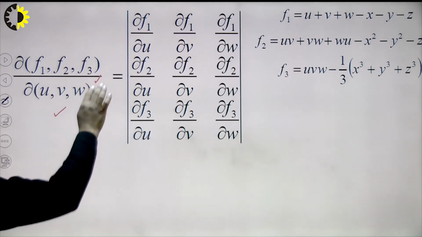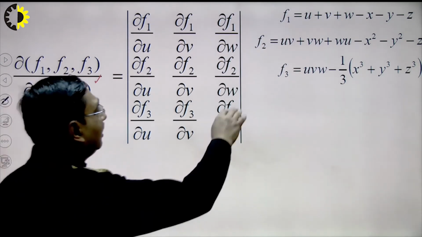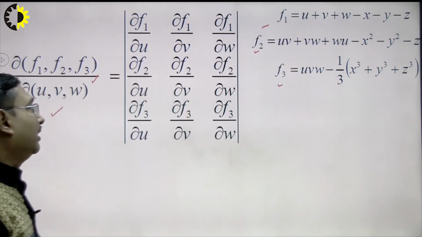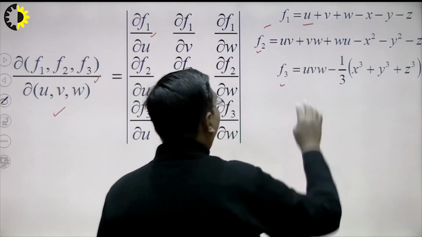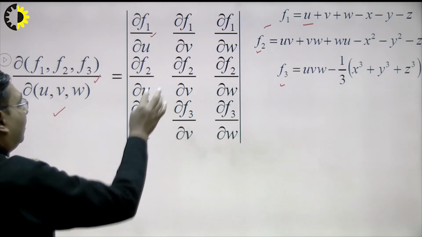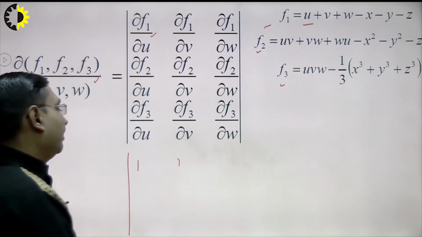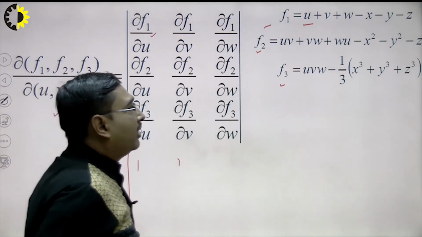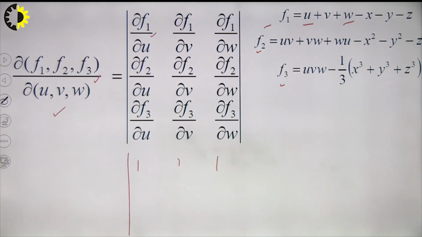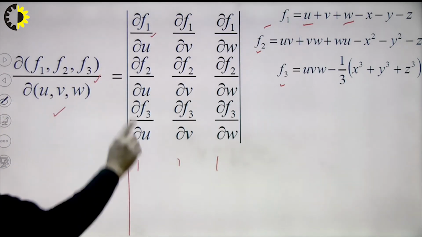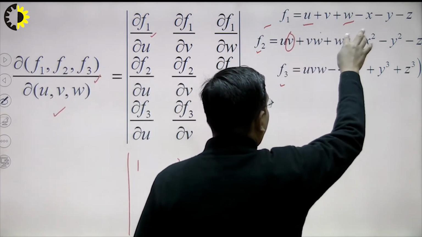Another Jacobian is del f1 f2 f3 upon del u v w. f1, f2, f3 are written here. Del f1 over del u calculated from here will give 1. Del f1 over del v from here will again give 1. Del f1 over del w calculated from here will again give 1. Similarly, del f2 over del u will be v plus w.